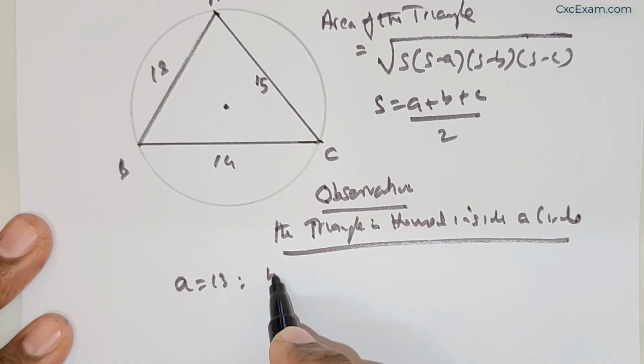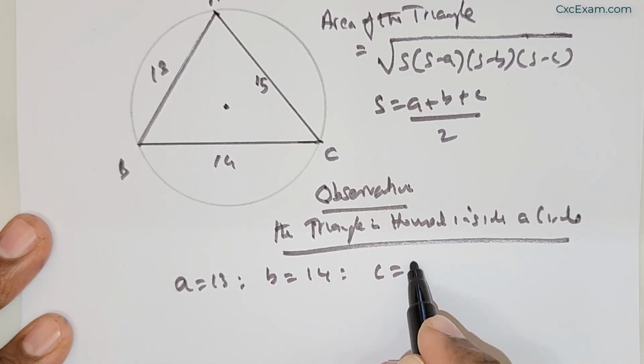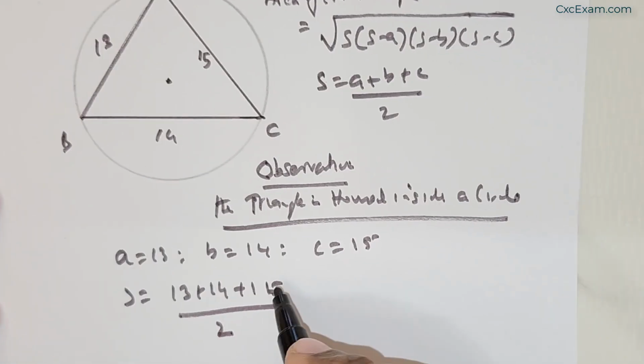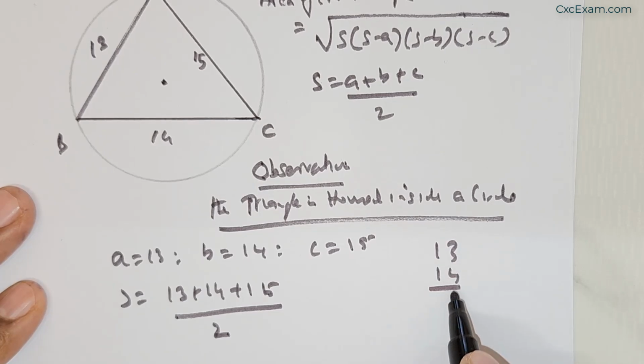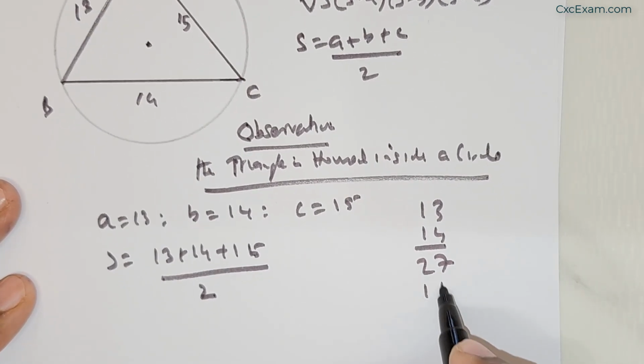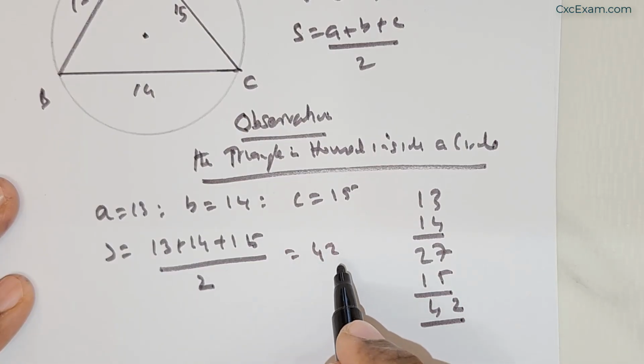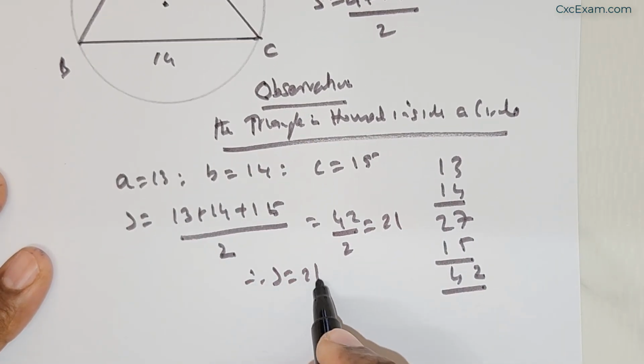Now a is 13, b is 14, c is 15, so s is equal to (13 plus 14 plus 15) divided by 2. So you take 13, you add with 14, what do you get? 27. You add 15 to that, what do you get? 42. So you're getting 42 divided by 2, which is going to be 21.